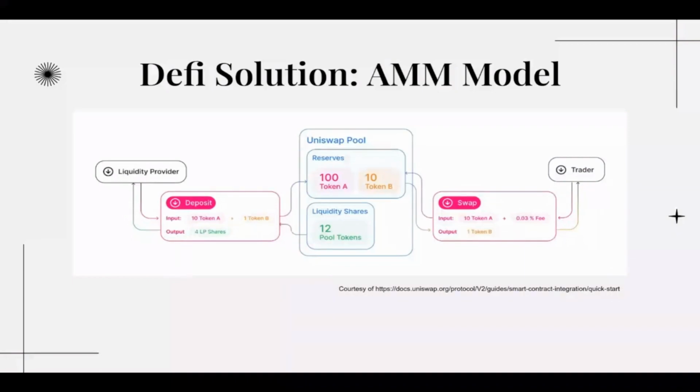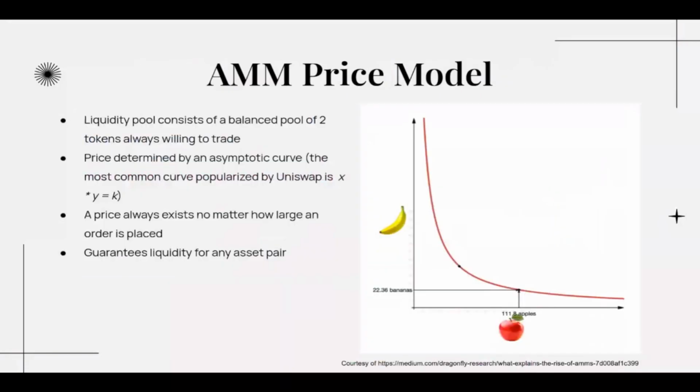And looking at this model, a couple of questions come up. One is, how do we know how much of token B it costs to get token A? And another one is, well, what happens if one of the tokens runs out? What if someone buys a bunch of tokens and they run out? And this is where one of the big breakthroughs of Uniswap comes in, which is the price model that's used to price assets in these pools.